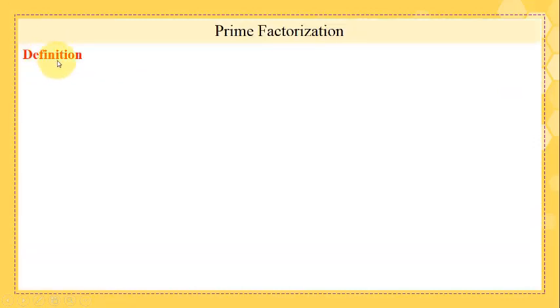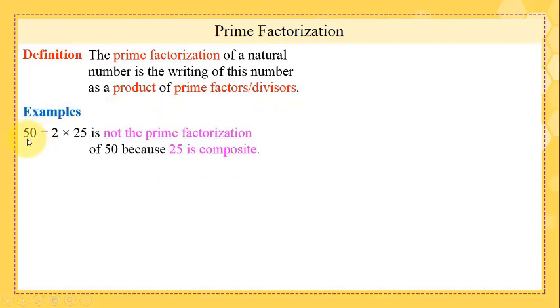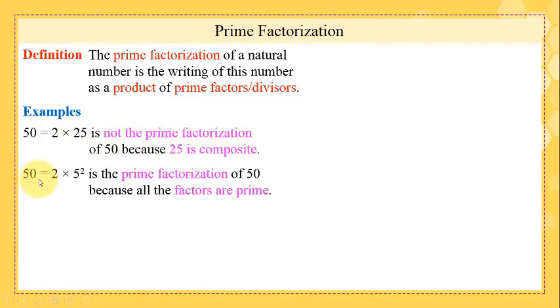Prime factorization. Definition. The prime factorization of a natural number is the writing of this number as a product of its prime factors, which means divisors. Examples: 50 equals 2 times 25. Writing 50 in this form is not the prime factorization of 50 because 25 is composite, whereas writing 50 as 2 times 5 squared is the prime factorization of 50 because all the factors, which are 2, 5, and 5, are prime. The writing of 42 as 2 times 3 times 7 is the prime factorization of 42 because all the factors are prime numbers.